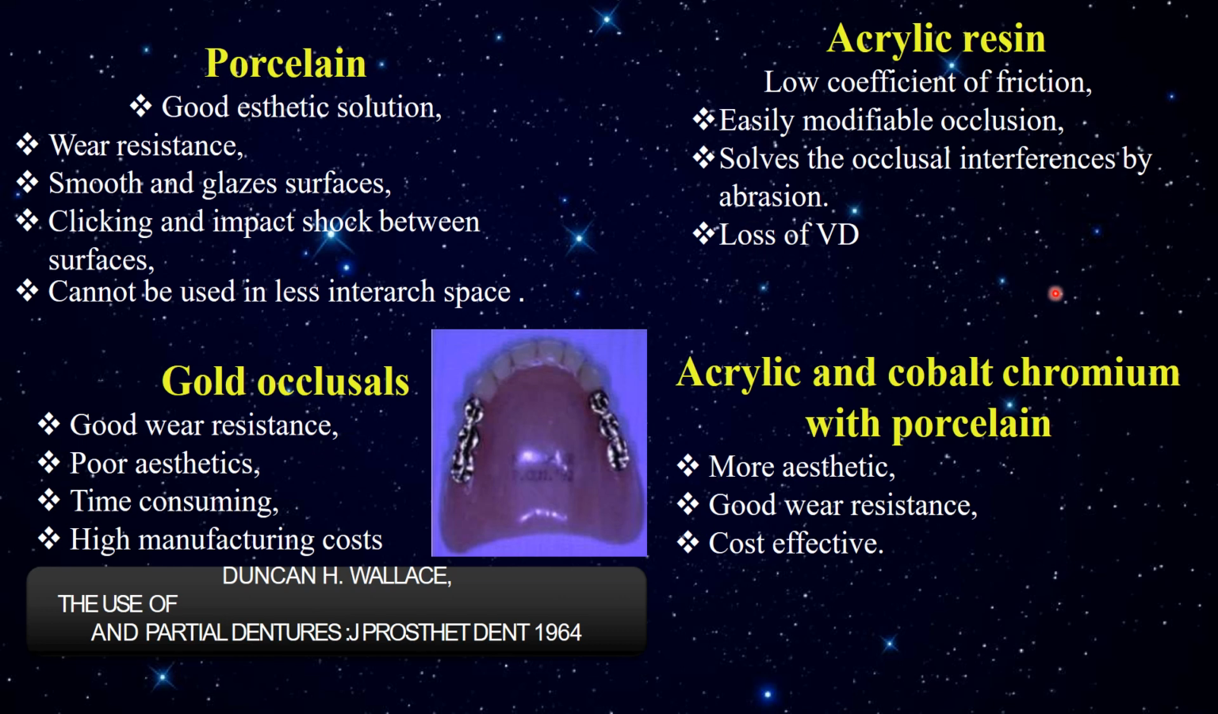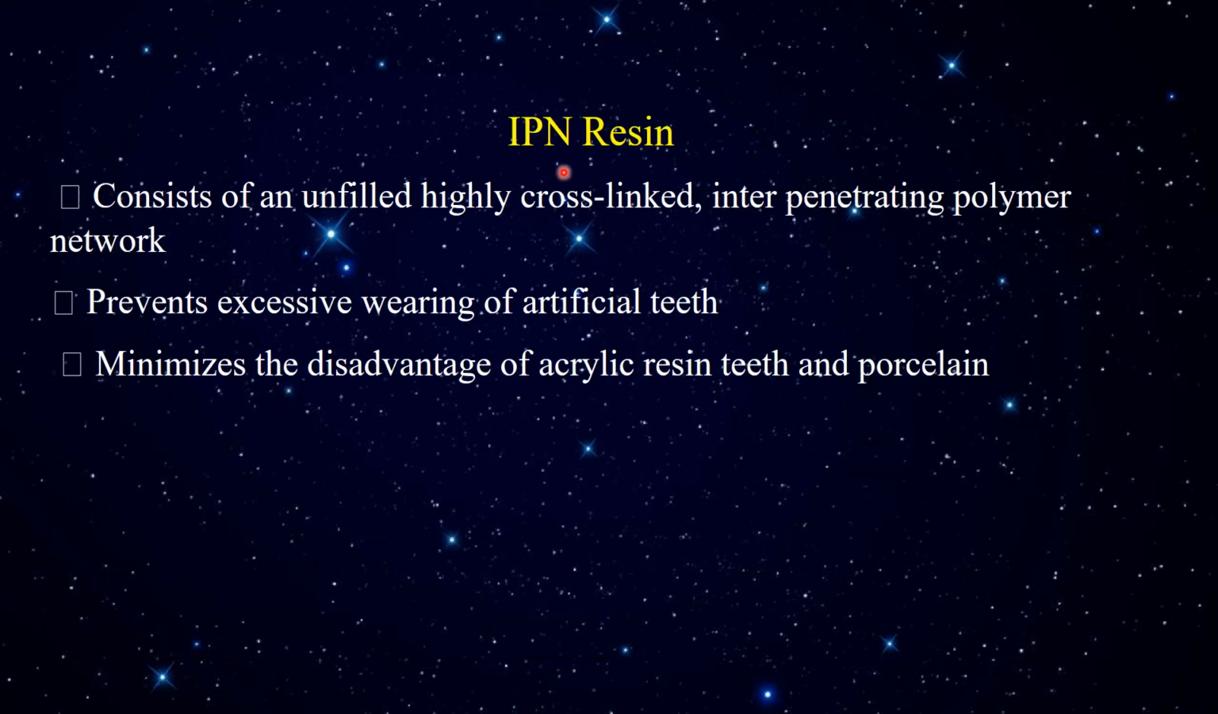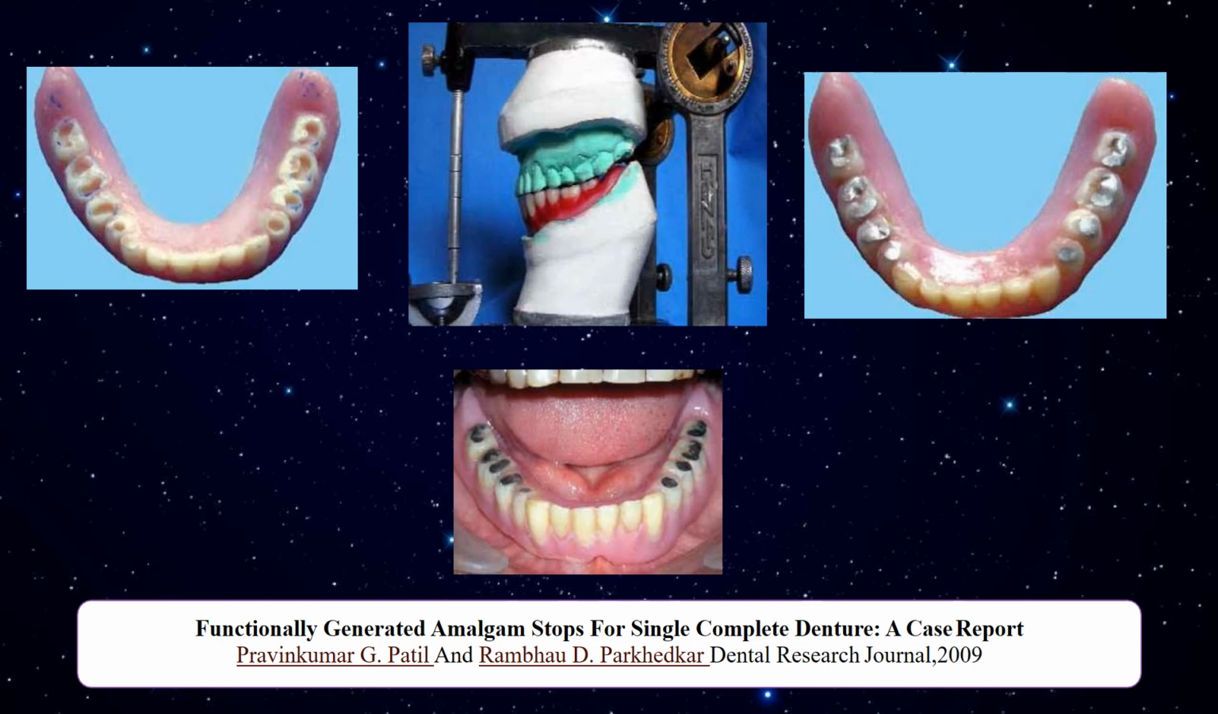Acrylic teeth are the most versatile teeth that are being used. Also, high impact acrylic resin teeth and interpenetrating polymer network (IPN) teeth are also used nowadays by most reputed manufacturers to prevent the wear of the denture teeth. Okay, this is what I was talking about. IPN teeth are highly cross-linked interpenetrating polymer network. Most of the Ivoclar teeth are the IPN teeth.